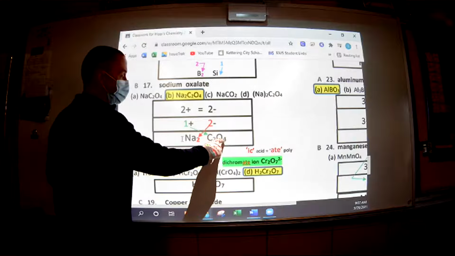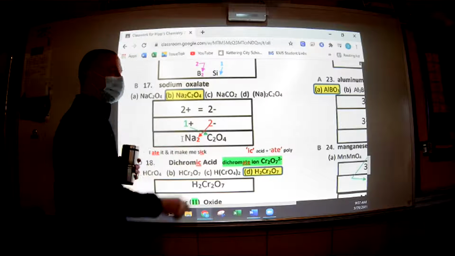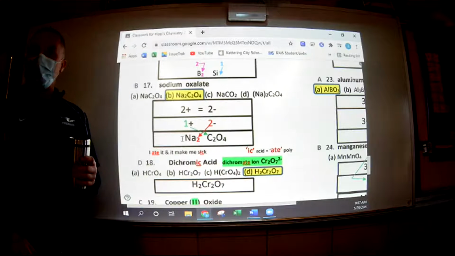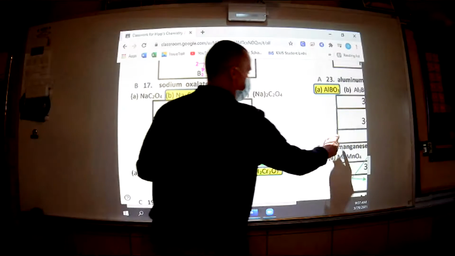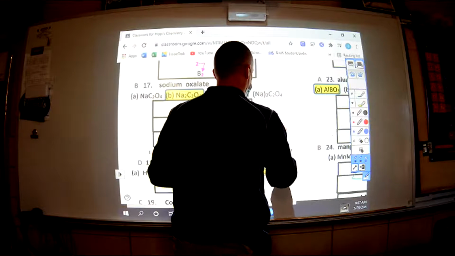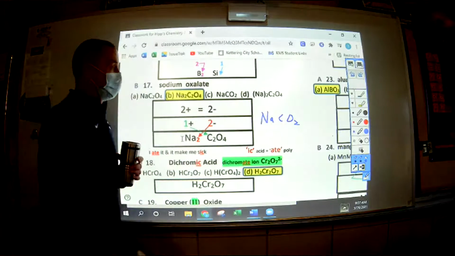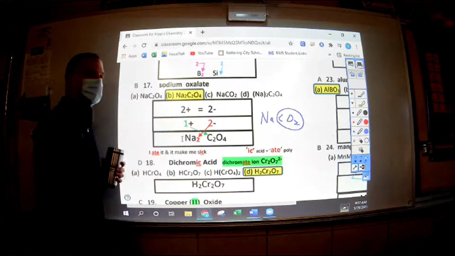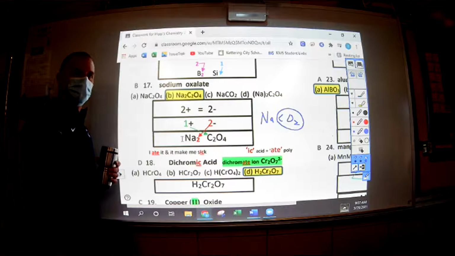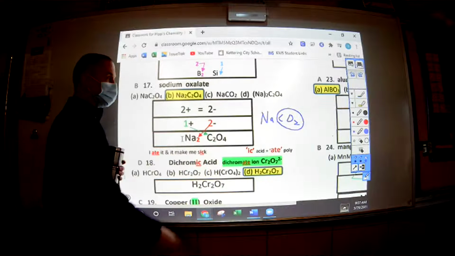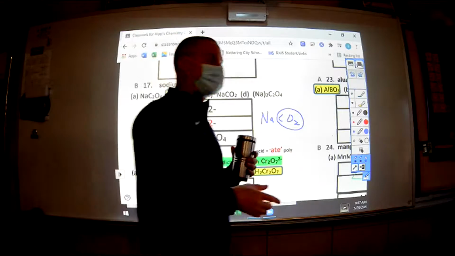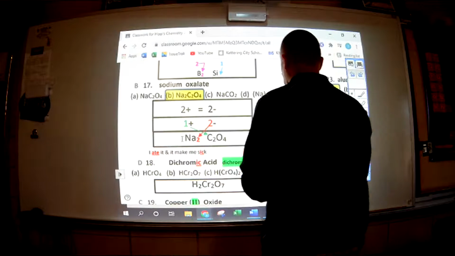The 2 and the 4 go with the formula for the oxalate ion. If I reduce this to NaCO2, that would be reduced, yes? This is not the oxalate ion. That's carbon dioxide. You can't reduce the subscripts that are part of the polyatomic ion that you're representing.